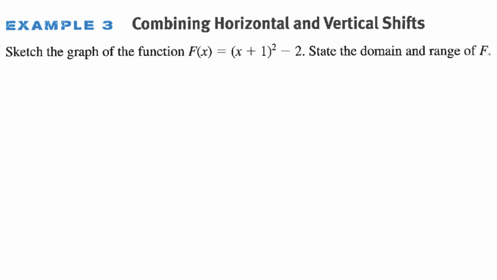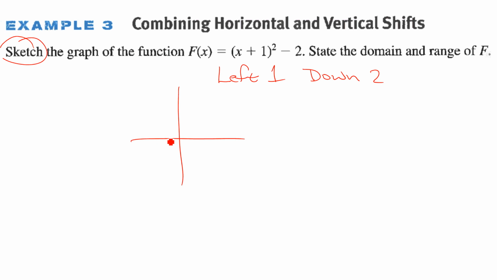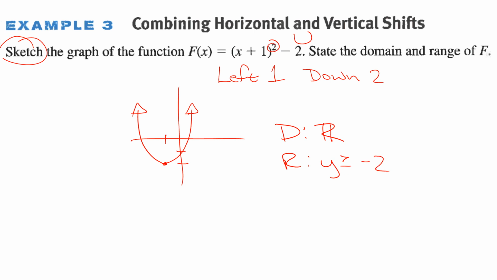Okay, so we've got horizontal and vertical shifts on this one to put them all together. So here we've got a shift left 1 and down 2. All right, so this says sketch. When it says sketch, you don't need to plot the points. You just need to have the general shape. So left 1, down 2. So this is going to be the center of our x squared graph. X squareds look like this. So it's going to be something like that. Domain goes left and right forever, so all real. Range, y is greater than or equal to -2.